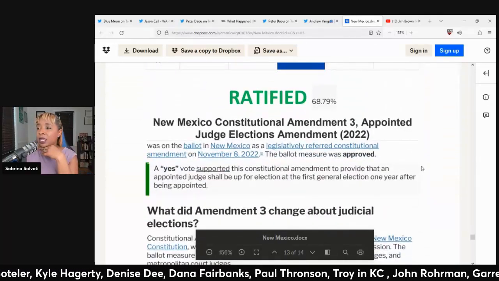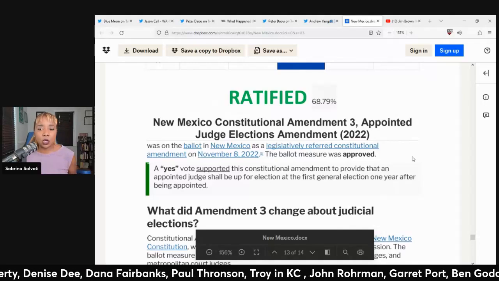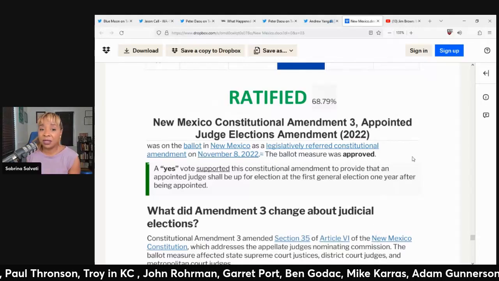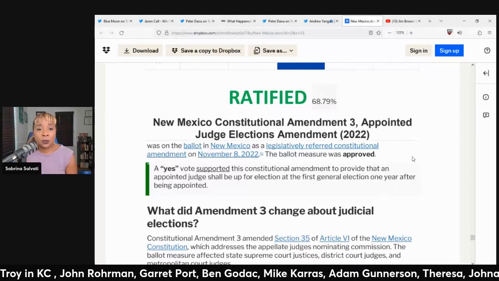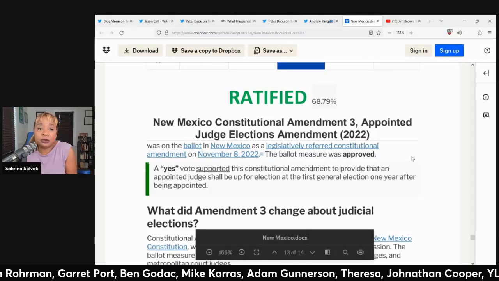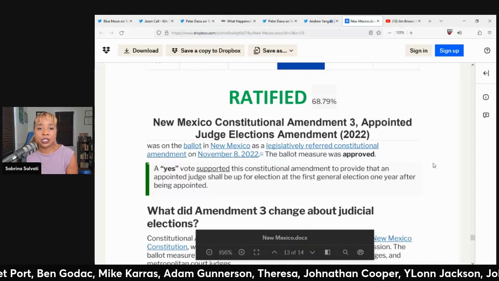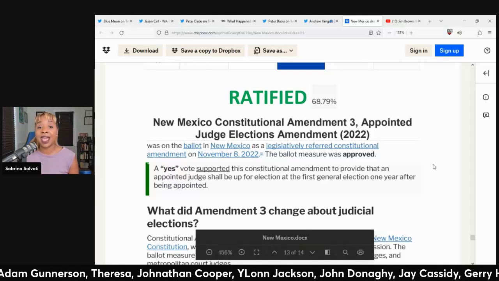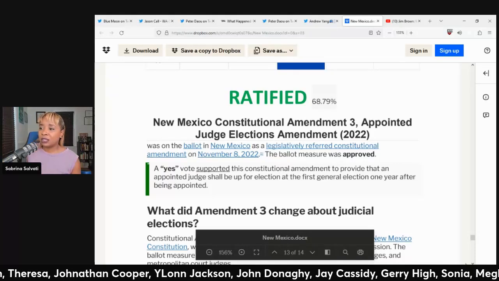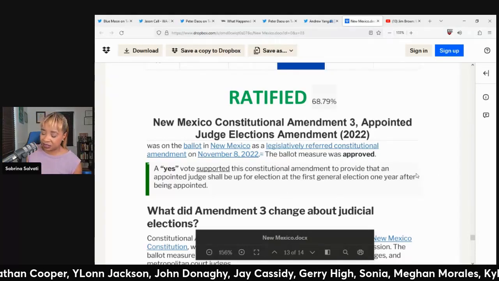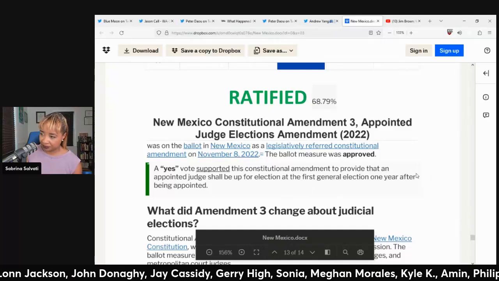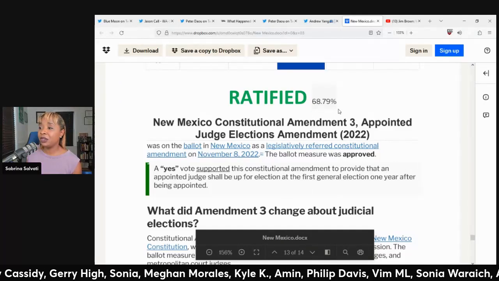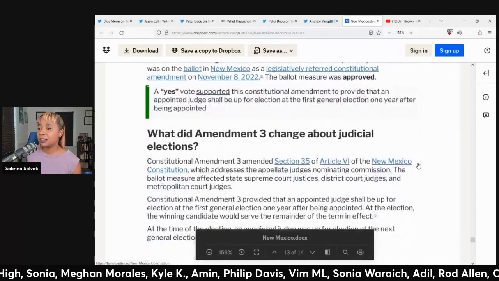And then this one here, New Mexico Constitutional Amendment 3, Appointed Judge Elections Amendment. A yes vote supported this constitutional amendment to provide that an appointed judge shall be up for election at the first general election 1 year after being appointed. This is like the fourth one I've seen from the states in reference to the judge appointments. It's interesting. This passed by 68.79% as a constitutional amendment.